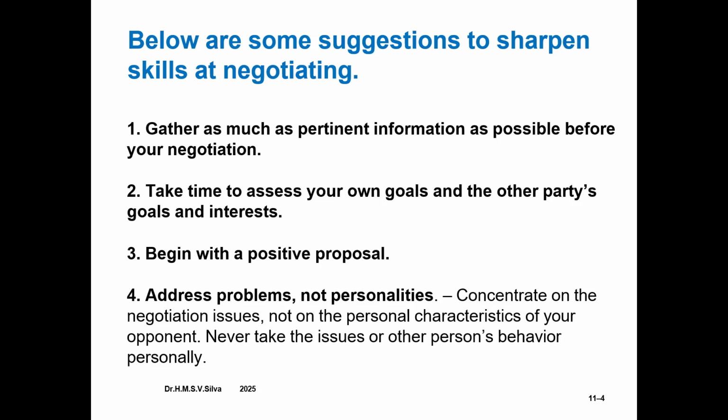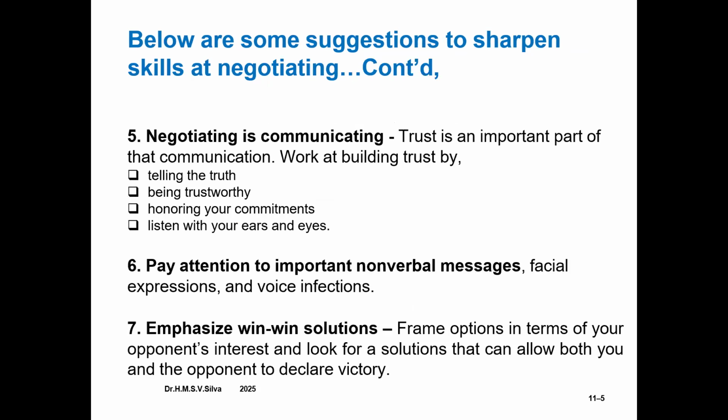So therefore, my kind advice is when you go for negotiation, look at the problem, not the person. Then the fifth skill is that negotiating is communicating. When you go for negotiating, you should be able to communicate in a trustworthy manner, telling the truth, being trustworthy, and honoring your commitment.